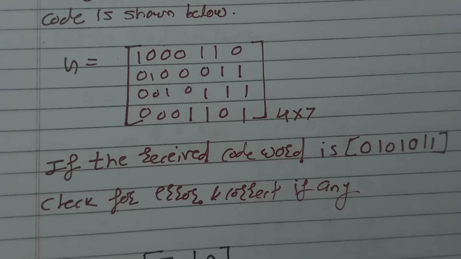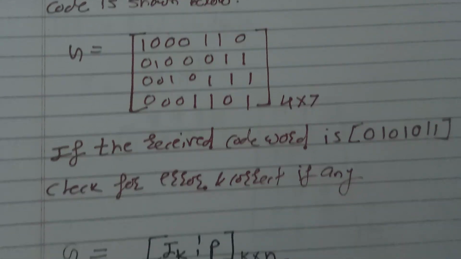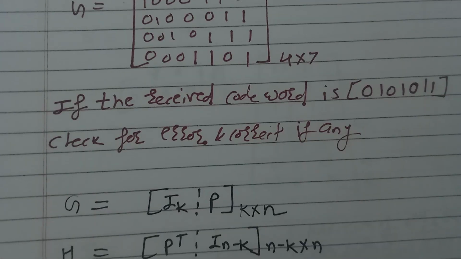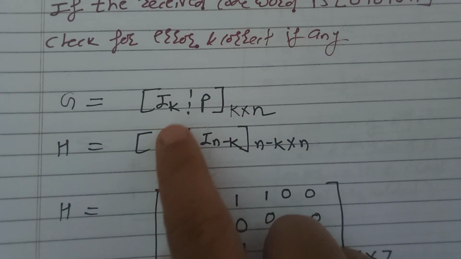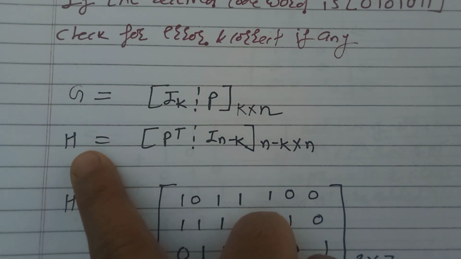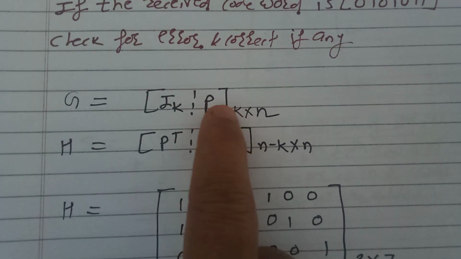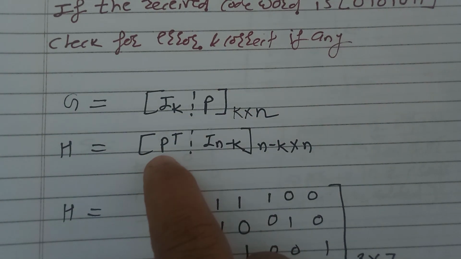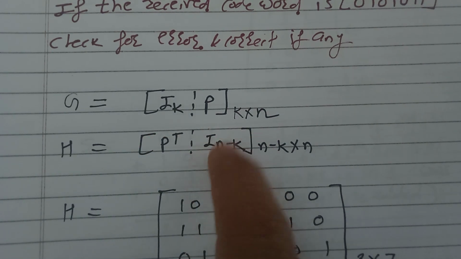They have to give you the generator matrix. So in this problem they have given you the generator matrix. The next part is you have to obtain the parity check matrix from this generator matrix. So you have to remember this form. The generator matrix has the form [I_k P], k into n, and the parity check matrix, not parity block. This is the parity block, this is the parity check matrix. It has the form [P^T I_(n-k)], that means the transpose of this parity block, followed by the identity matrix of dimension n minus k.